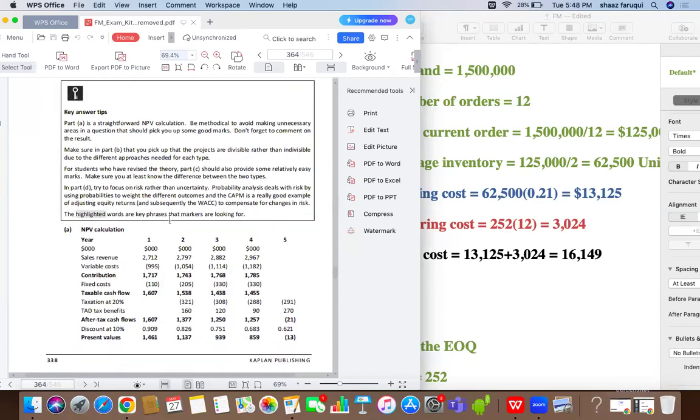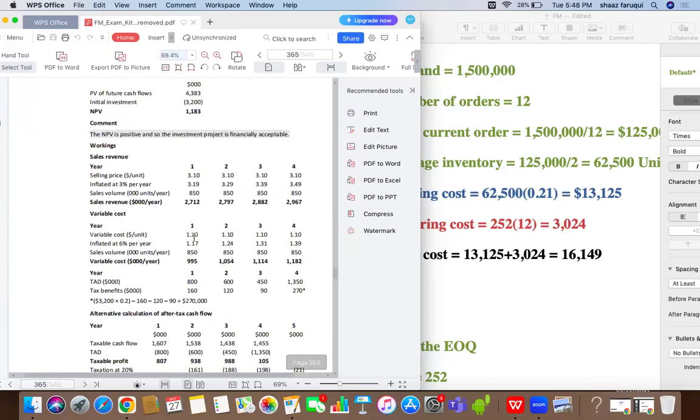$282. You see, variable cost was 1.1 plus there's a 6% inflation, so it becomes 1.17, and there are 850,000 units. How do I know 850,000 units? Because in the first line of the question, it was mentioned. If you don't believe me, do this: 1.17 into 850,000 will be 995,000. So the variable cost is 995,000.